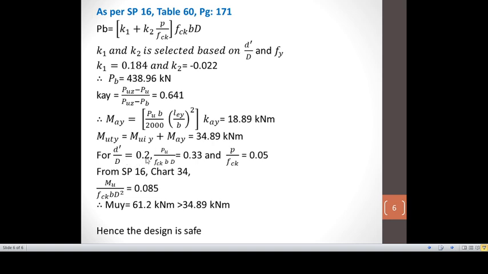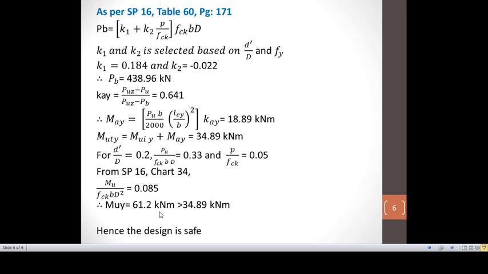This is equal to 0.2. So for D dash by D equal to 0.2, Fy equal to 415, and a rectangular section, the chart is chart number 34. For D dash by D equal to 0.2, PU by FCK BD equal to 0.33, and P by FCK equal to 0.05, the value obtained for MU by FCK BD square from chart 34 is 0.085. From that I am calculating MU, which is 0.085 multiplied by FCK BD square.